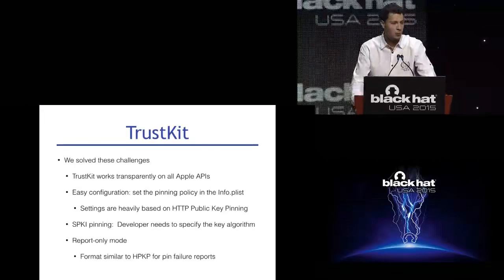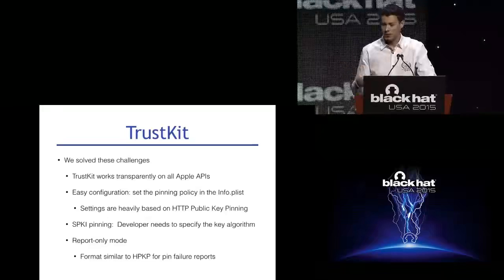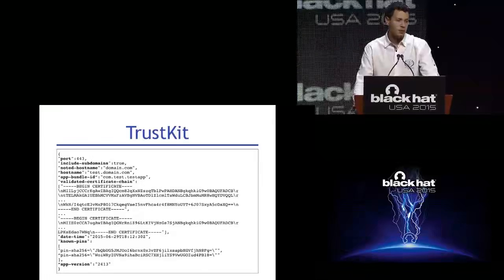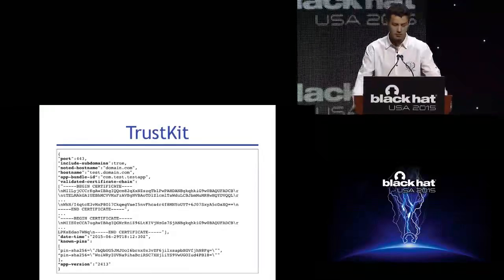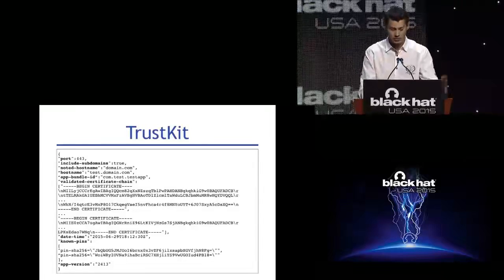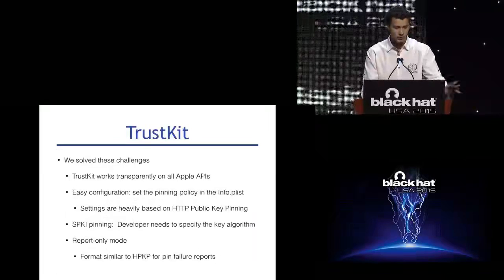And lastly, we have a report-only mode. So it's just like the HPKP spec. If your app somewhere on the device sees an unexpected certificate chain, it'll send you reports, and they look like that, which will tell you kind of what's going on, the certificate chain that was seen. And so it'll give you a global picture of users seeing bad certificate chains in the world. So we've solved all these things.